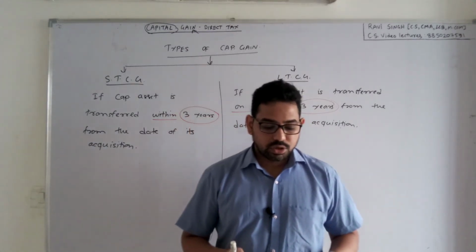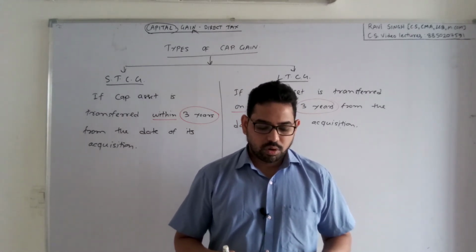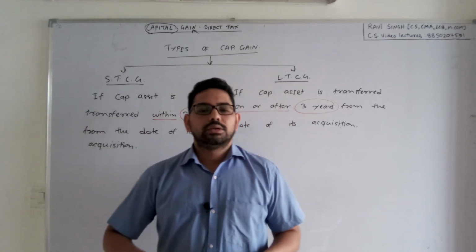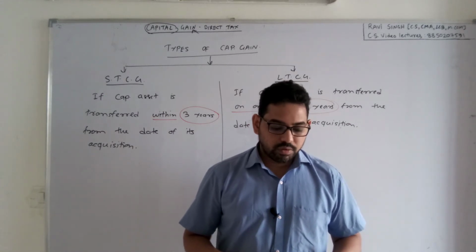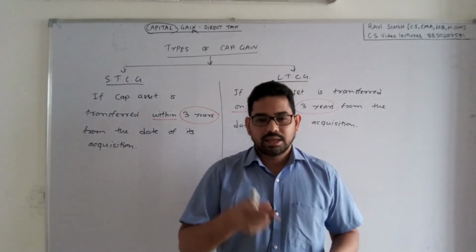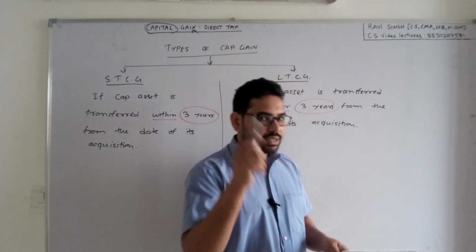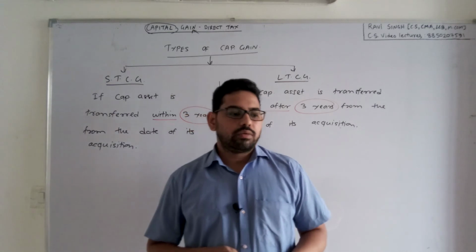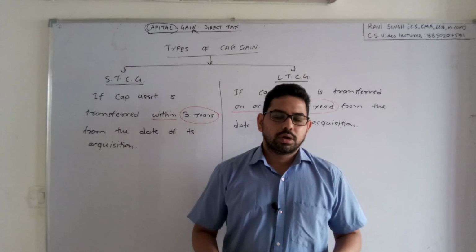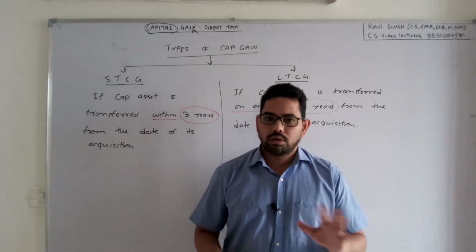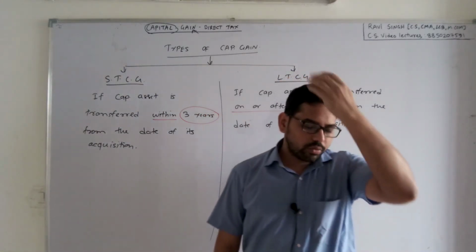Number 1, shares and securities registered in the stock exchange. Example, debentures, bonds, government securities, etc. Registered in stock exchange means listed on the stock exchanges. Number 2, units of equity oriented funds, and next to it write slash UTI, Unit Trust of India. So units of equity oriented funds slash UTI. So if you have bought units of equity oriented funds or UTI, and you transfer them after 1 year, then it will be long term, and if transferred before 1 year, it will be short term.